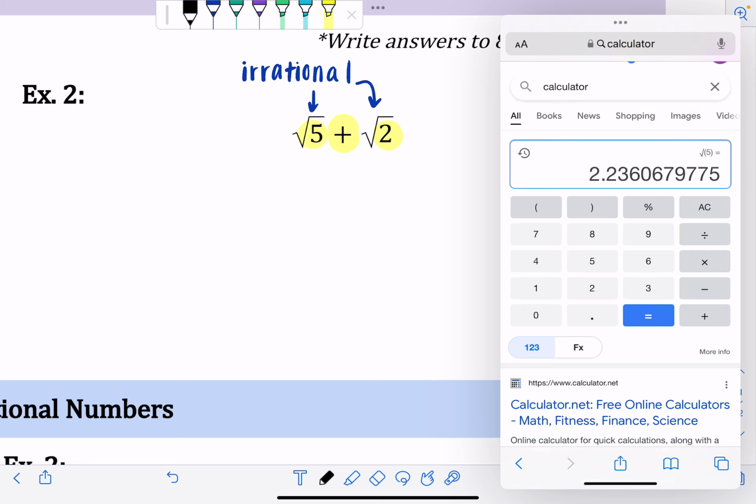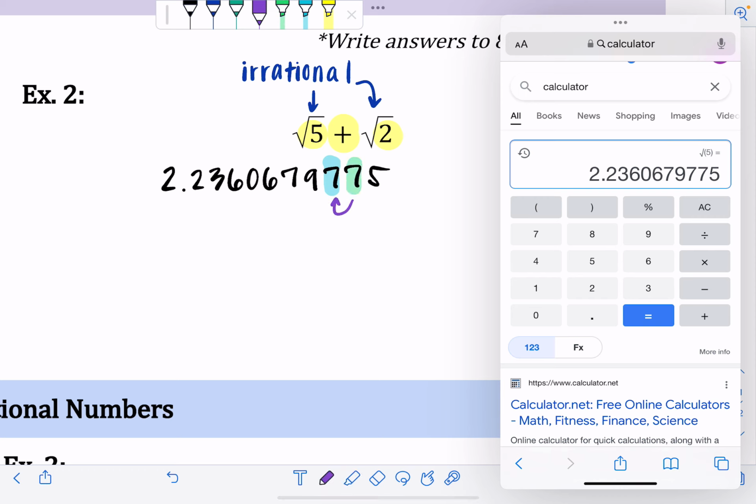So the square root of 5, 2.23, and so on. Round to 8 decimal places, so 2.23606797775. I'm just going to write the whole thing and then worry about rounding it after. So it says to round to 8 decimal places, so this is my 8th decimal place, so I need to look at my 9th place, and that 7 would round this one up to an 8. So it's going to be 2.2360680. Sorry for so many decimal places, that's just what the workbook's asking for, so I want to stay consistent.